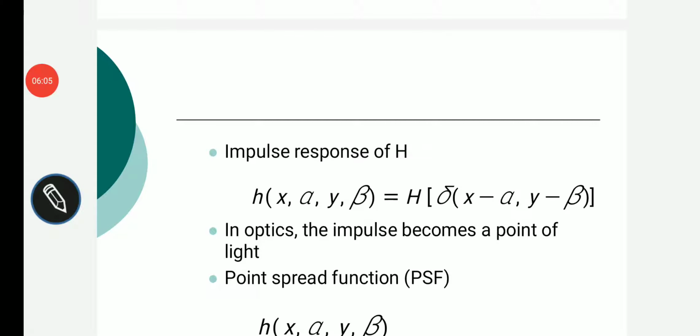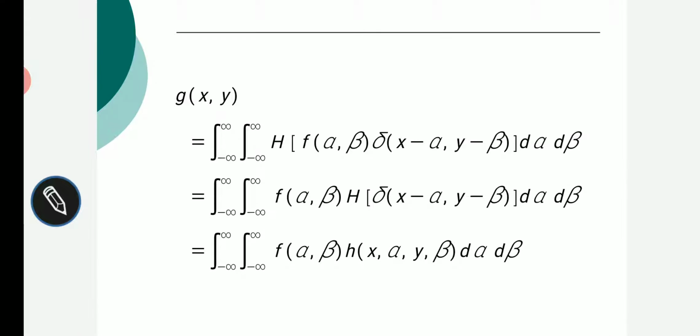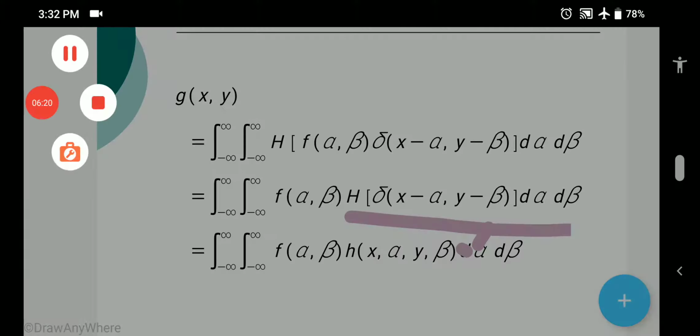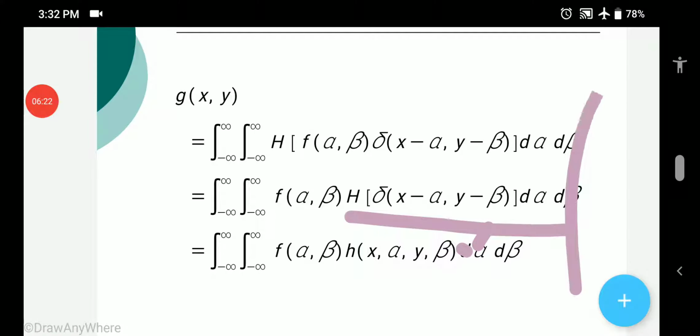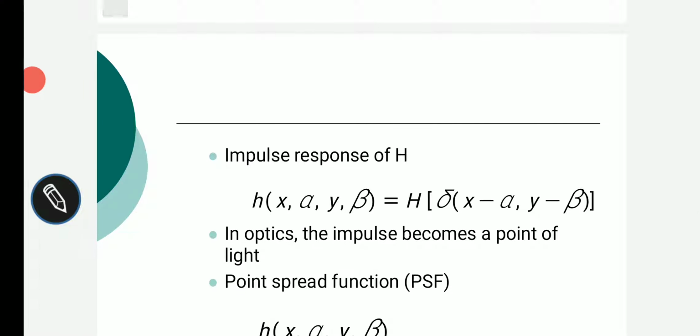So we have used h(x,α,y,β) = h[δ(x−α, y−β)]. Here we have used this one. So in place of this one we have it, equating this, this is the impulse response of h.